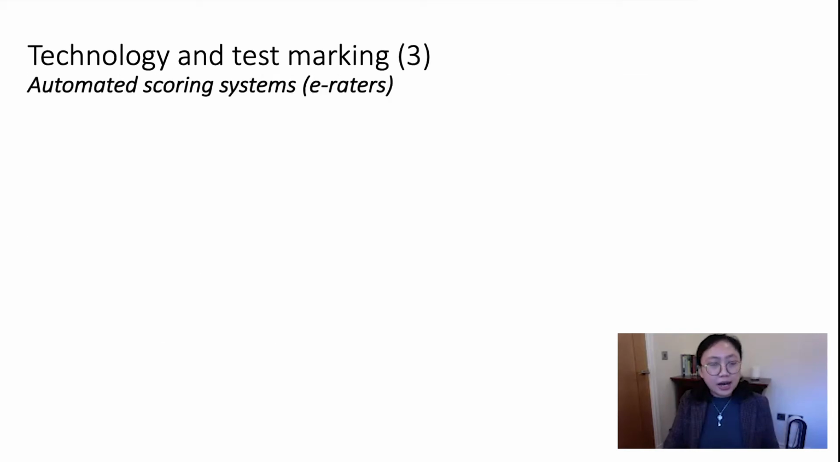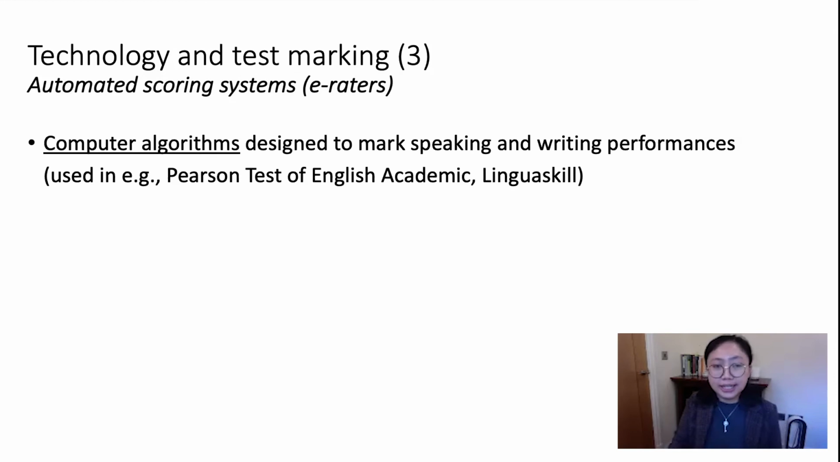Okay, the next bit is about automated scoring systems, or some people call them e-raters. Essentially, they are computer algorithms designed to mark speaking and writing performances, and they've been used in a number of large-scale tests. For example, the PTE Academic, Pearson Test of English Academic, is entirely marked by e-raters. And it's currently used in Linguaskill, a new test from Cambridge Assessment.